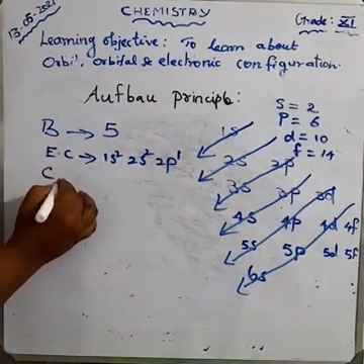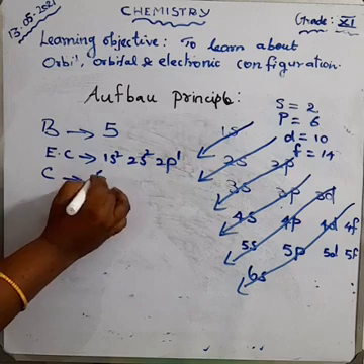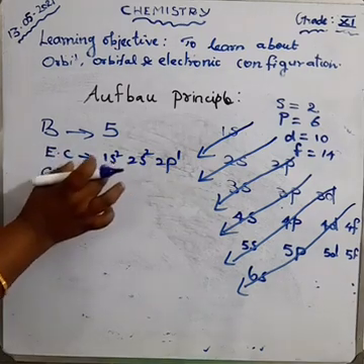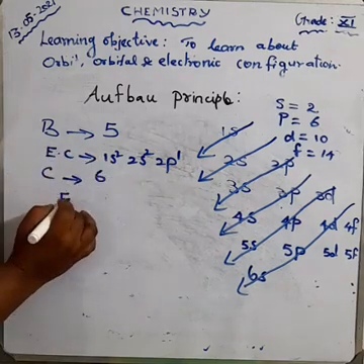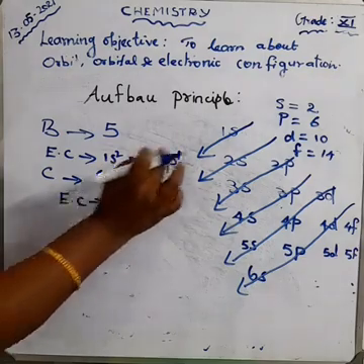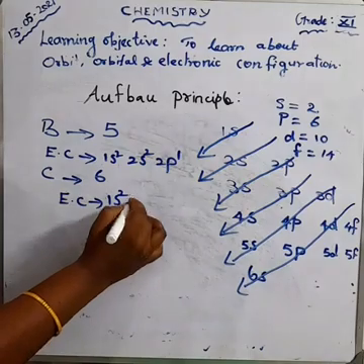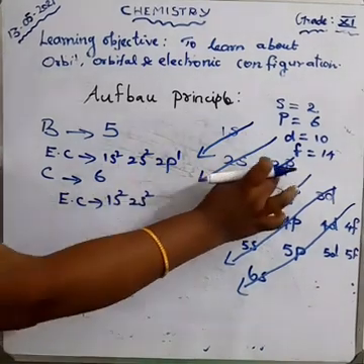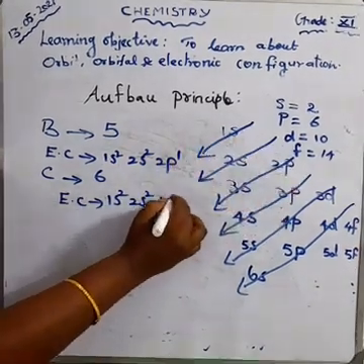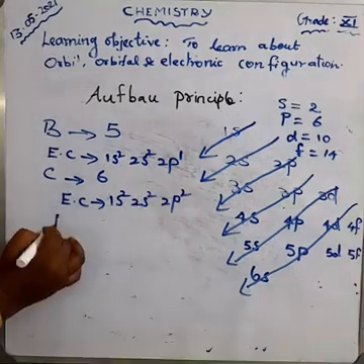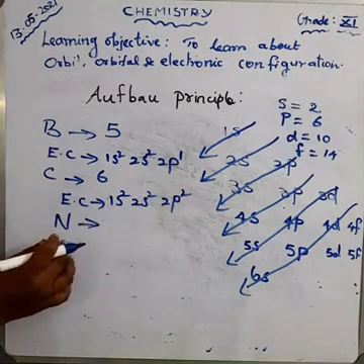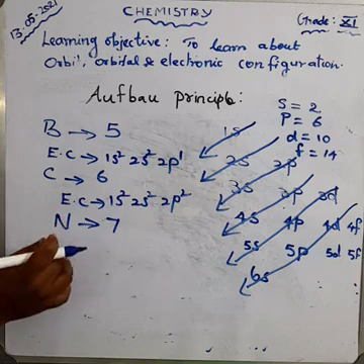And then carbon. Carbon, atomic number 6. How will you write the electronic configuration for carbon? First 1s2 and then 2s2 and then 2p2. And then nitrogen, atomic number of nitrogen is 7.